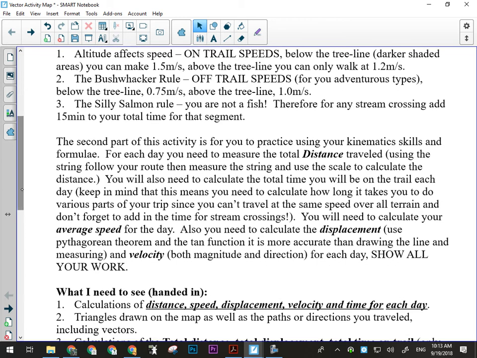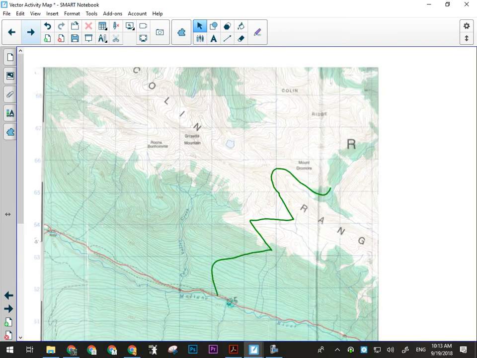All right, so the second part of this activity is for you to practice using your kinematics skills and formulae. So for each day, you need to measure the total distance traveled. Now, that can be a bit difficult, okay? So let's say we're looking here at this path that I drew. How am I going to measure how long that is? Like, how do you get a ruler on all the curvy parts?